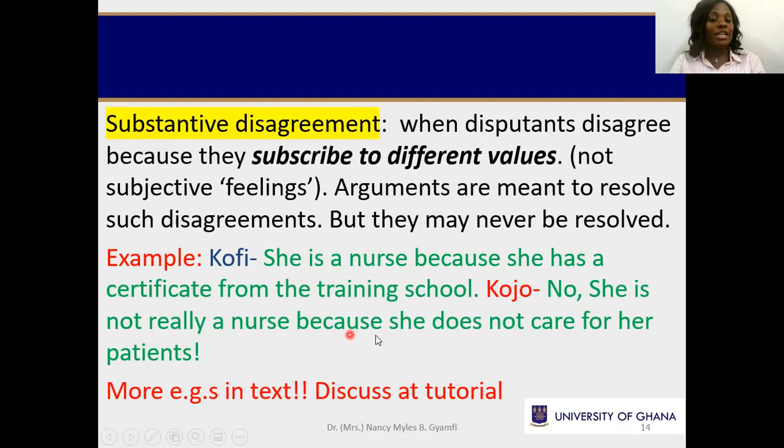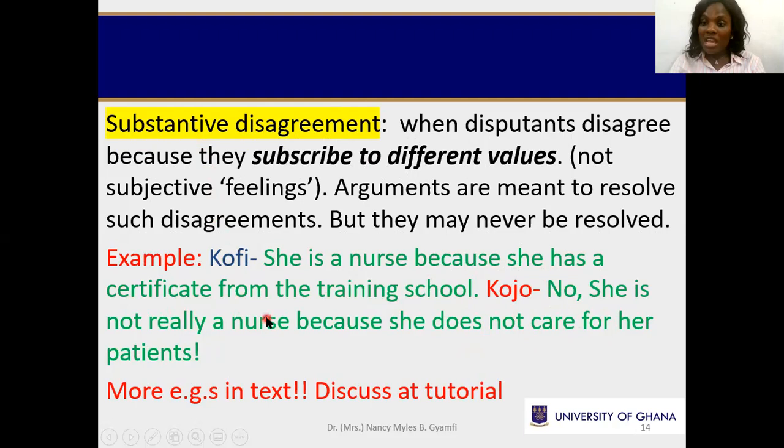Now, this is not a matter of bringing extra evidence. This is a matter of what Kofi thinks should qualify someone as a nurse and what Kojo thinks should. So when we are talking should, we are talking values. What I think should be the definition of a nurse, really, is not having a certificate. If you have a certificate and you're not taking care of your patient, you aren't really a nurse. We don't care what society calls you. That's Kojo's argument. So you can bring him all the certificates the lady has gathered and piled up in her box. For Kojo, if she's not really taking care of her patient, then he will not think of her as a real nurse. So this disagreement may never be resolved.